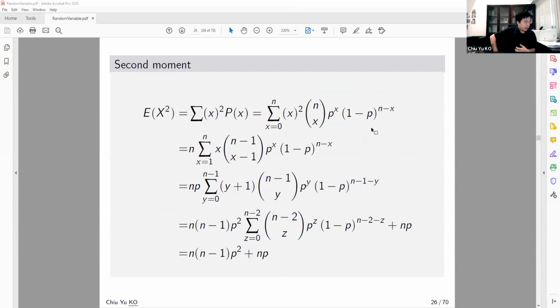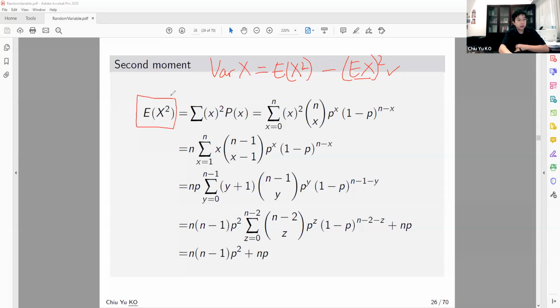The next one we have is the second moment. As we remember, we gave you the formula: the variance of x can be written as the expected value of x squared minus the expected value of x, whole squared. We figured out the second term, so we'll try to make our life easier by finding this one first. This one turned out to be much easier to calculate.